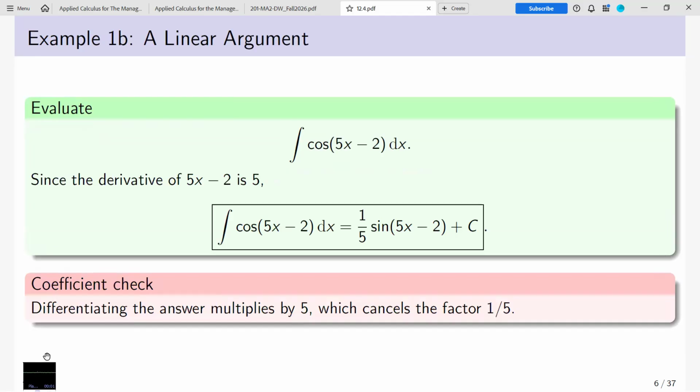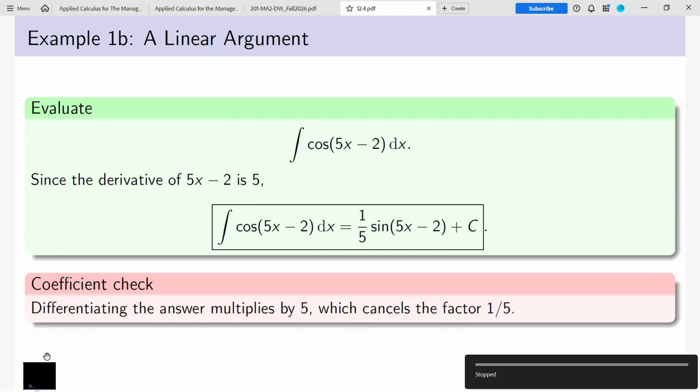The factor 1/5 compensates for the derivative of the inner expression. This is substitution in shortcut form. The chain rule creates the 5, and integration politely removes it.